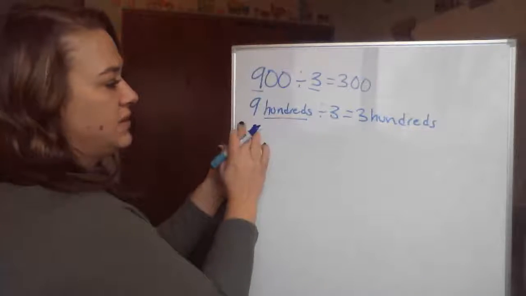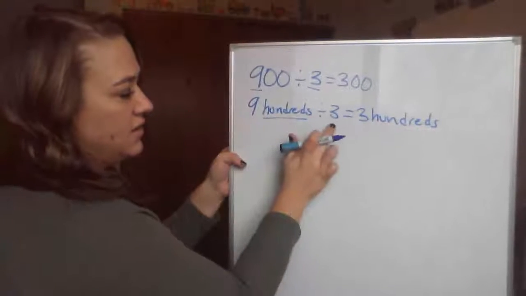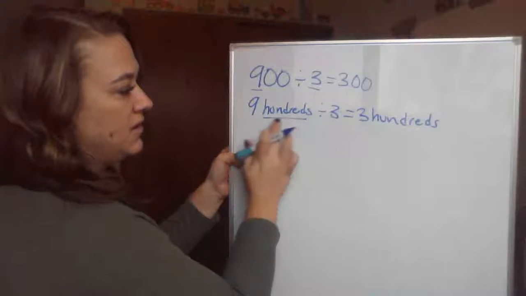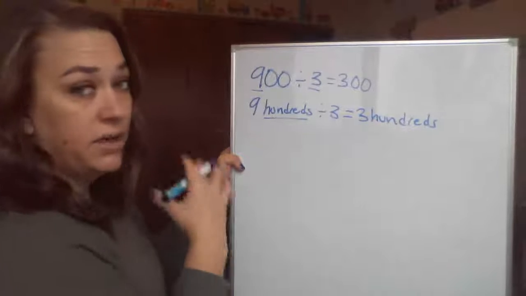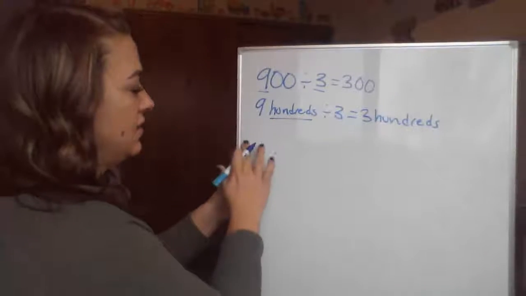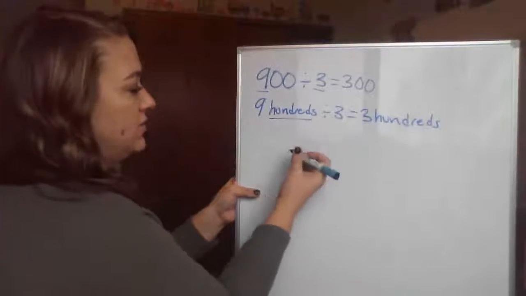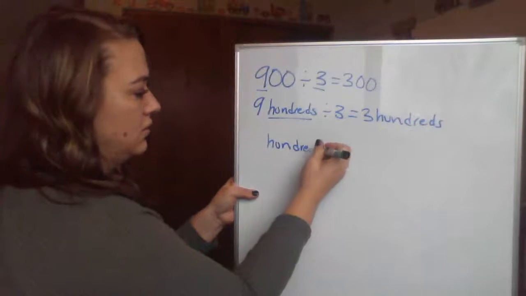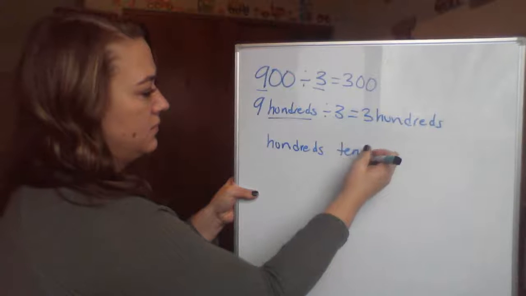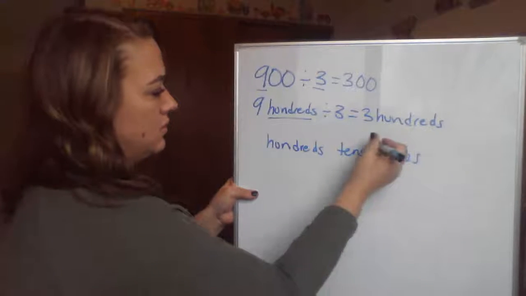So I ignored the zeros. I just looked at the basic division because 3 times 3 gives me 9. So 9 divided by 3 gives me 3. Basic facts are going to help you with that. But let's show this on that place value chart. So now I have hundreds, tens, and ones.